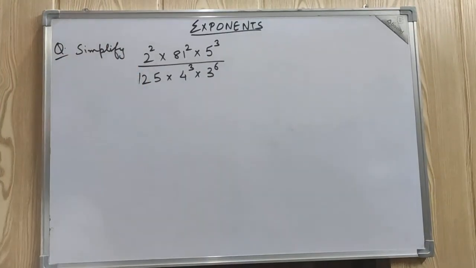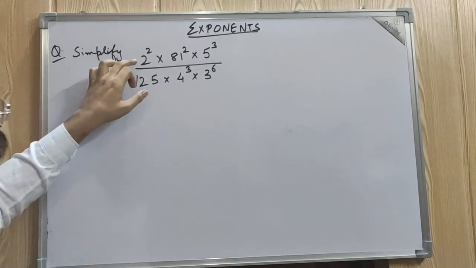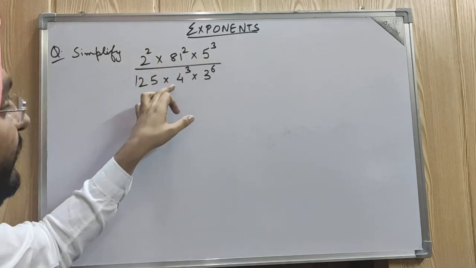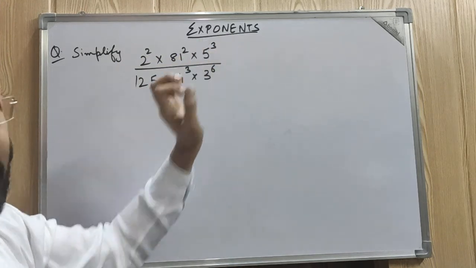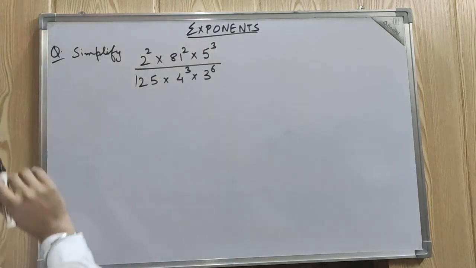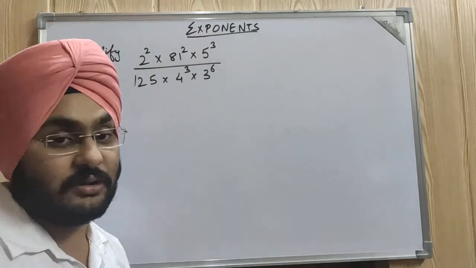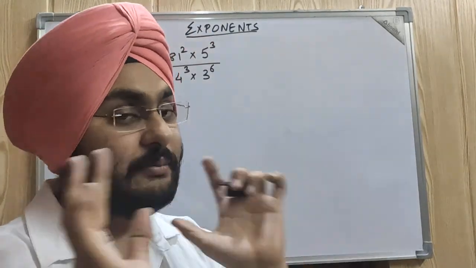Okay, so our first question is like this: simplify 2 squared into 81 squared into 5 cubed divided by 125 into 4 cubed into 3 raised to the power 6. The first step in solving this is to convert all the numbers into prime factors only, prime numbers only.